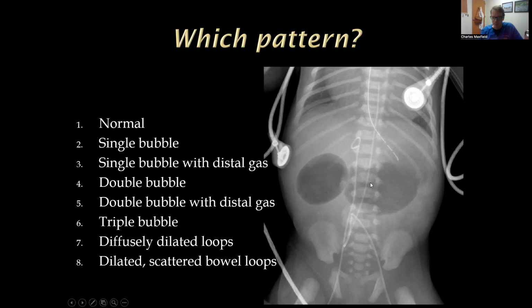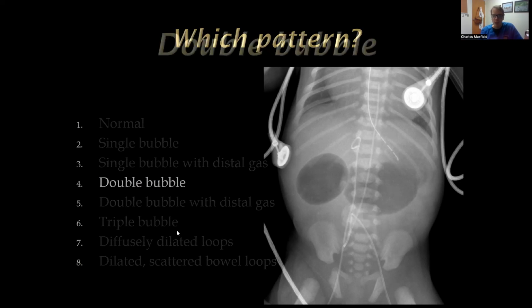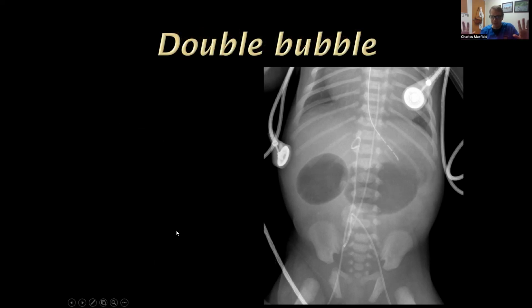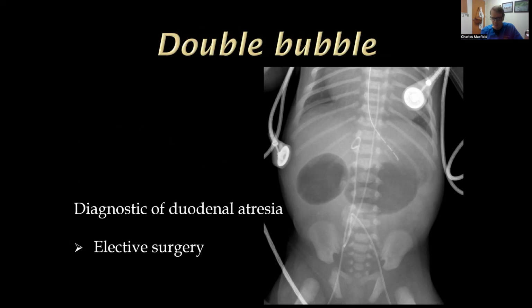Well, we have 2 bubbles, right? And there's no gas distally. So this is a double bubble. Now, I've already told you that the double bubble is diagnostic of duodenal atresia. We're done. We don't need to do a contrast study, no barium, no more x-rays. We have a diagnosis when you have 2 big round bubbles and nothing distally.